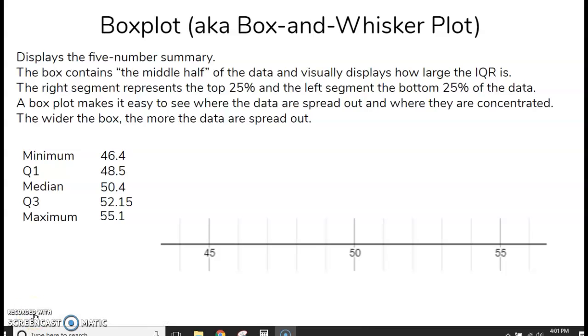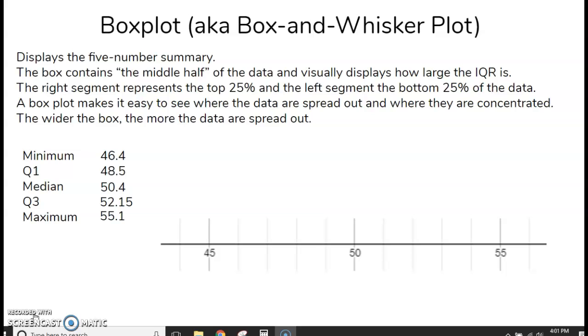Now we're going to display the 5 number summary on a graph called a box and whisker plot, or box plot. The box contains the middle half of the data and visually displays how large the IQR, or interquartile range, is. The right segment will represent the top 25% and the left segment the bottom 25%.